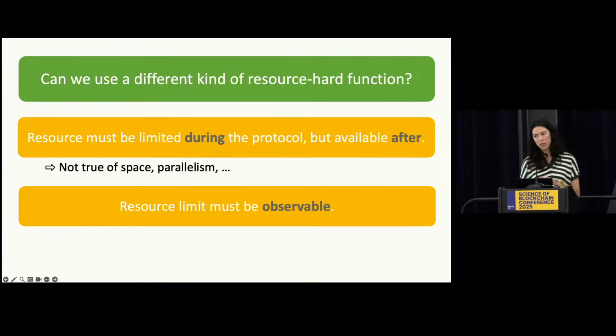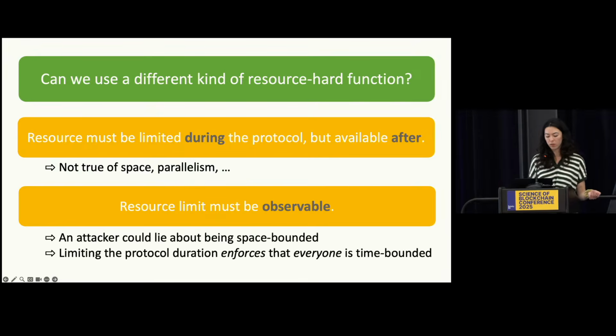The other problem with using other resources is in order to get security, the resource limit must be observable. So we could instead try to enforce that Bob is space-bounded, but Bob could have some secret computers that he's not telling us about, and we would never know. So an attacker can always lie about being space-bounded or some other resource-bounded, whereas for time, we can limit the duration of the protocol, which bounds everyone in time. So we don't need to have the same kind of trust assumption that Bob doesn't secretly have more resources than he claims to.